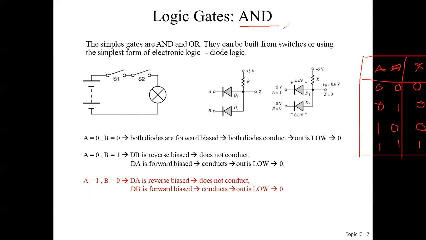According to this truth table, we are going to define it. How are we going to define it? If any one of the inputs is 0, output equals 0. Or if all the inputs are high, output will be high. That's all. Okay.